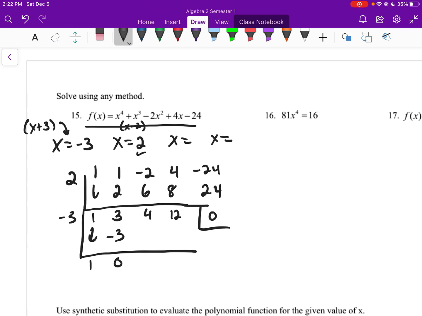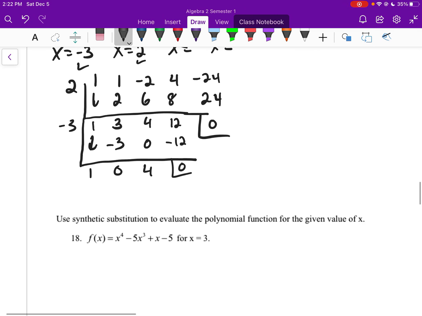Bring down the 1, multiply, add, multiply, add, multiply, add. So that negative 3 was good. We need to find those other 2 zeros, and we get x squared plus 4 is equal to 0. We need to solve that.